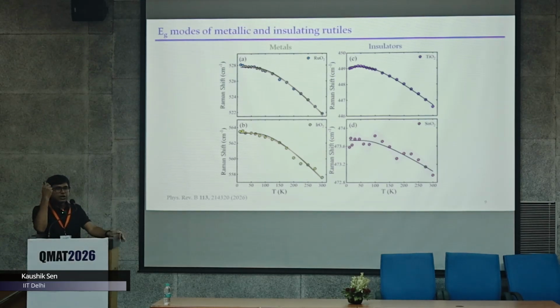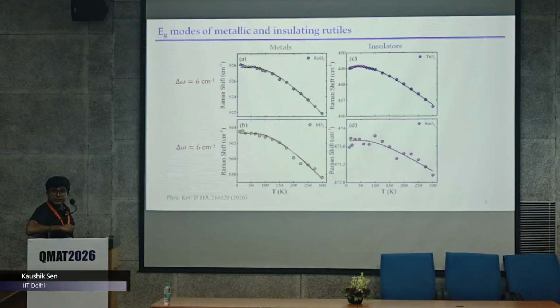You have a crystal, you cool down, it contracts, so the bond strength increases and the frequency increases. This is natural. But when you look at the numbers here, at how much it changes from room temperature to low temperature in all these compounds, there is a pattern. For example, in the metal case, the frequency change is about 6 cm^-1, but in the insulator case it is 1 to 3 cm^-1. This is for the Eg mode.